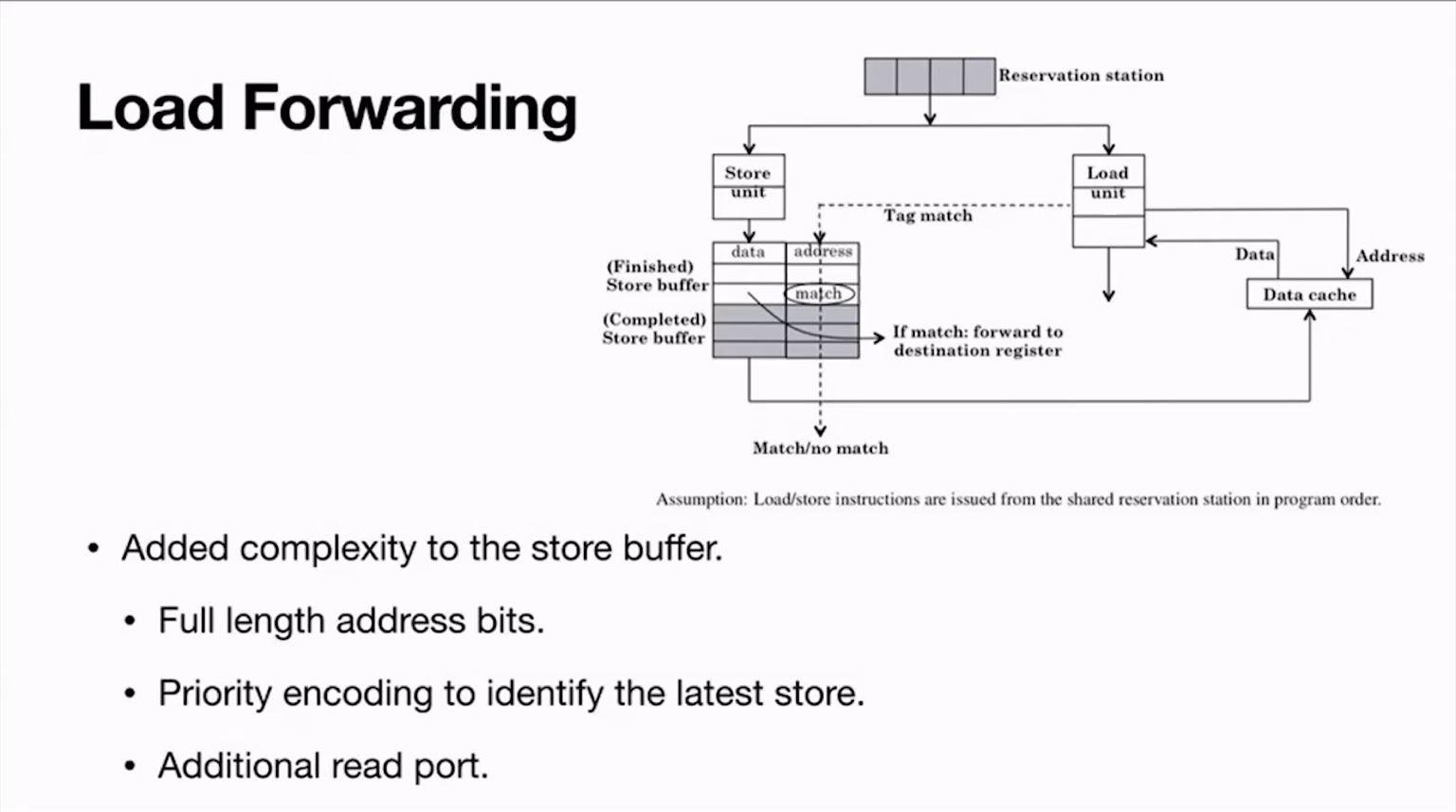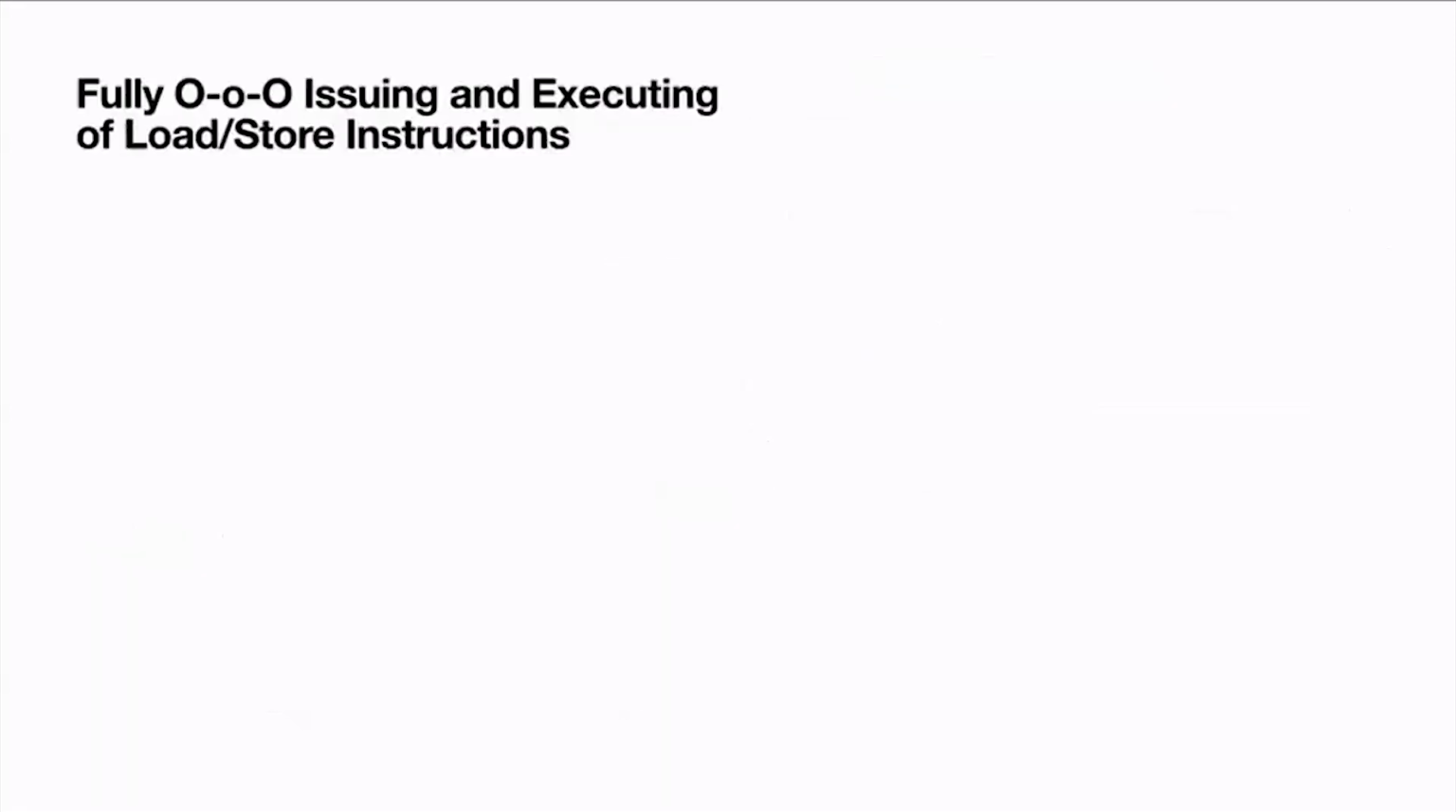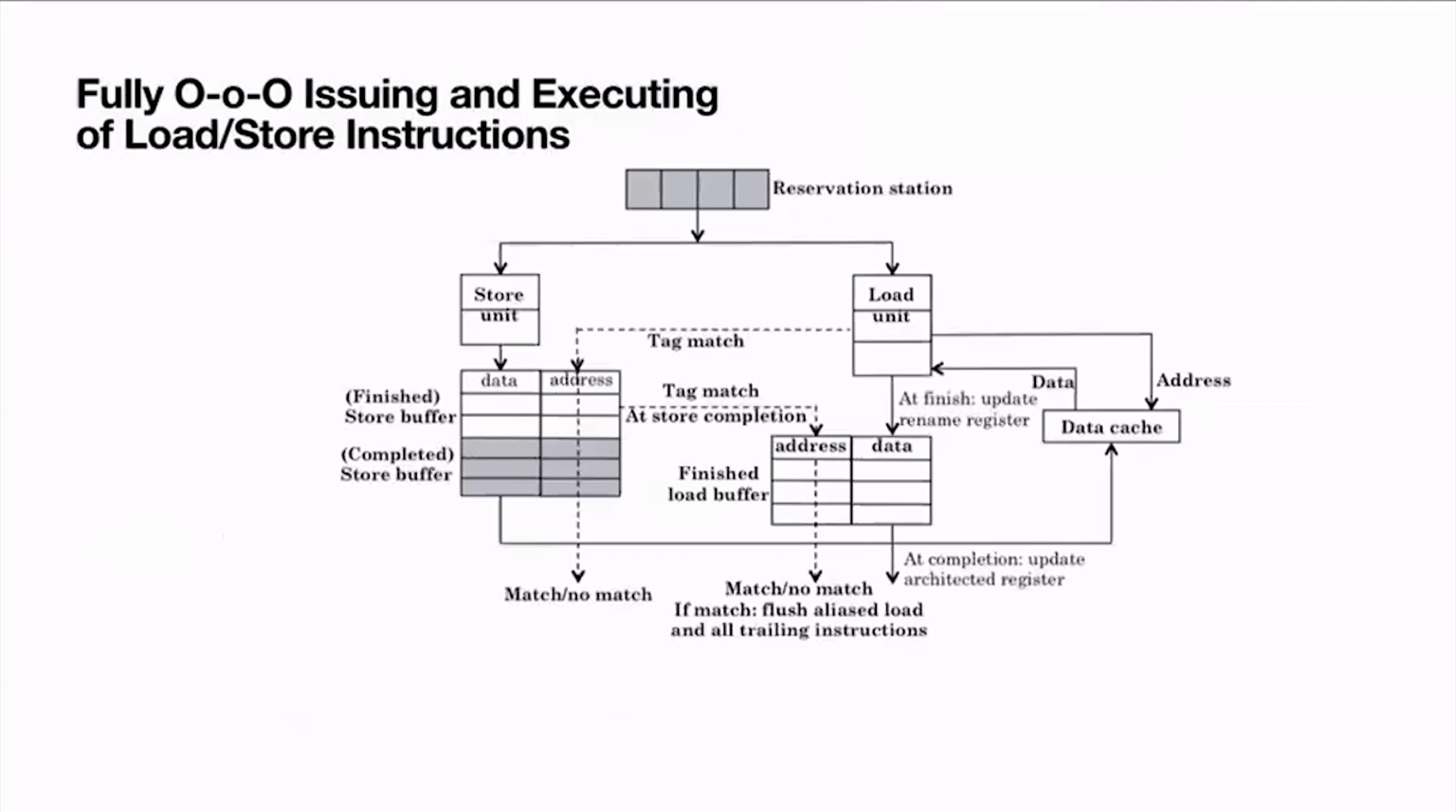But here, if you see load forwarding or load bypassing, we simply assume that the load and store instructions are issued in the program order. But we already discussed for the ALU operations, the instructions can be issued in an out of order fashion. Why can't we do that here? Yes, we can do, but for that we need to have some more extra components. You can clearly see here.